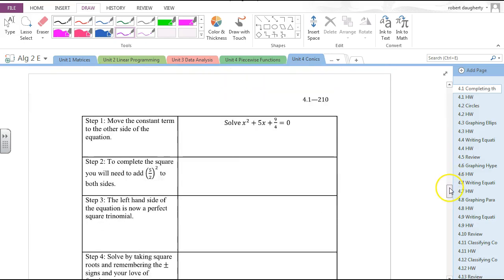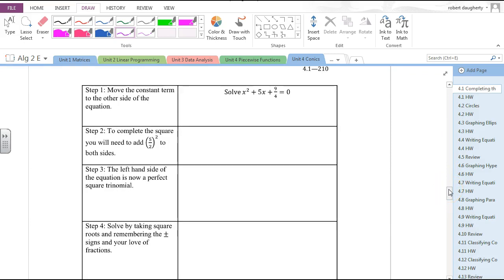So let's do a few more. I want to solve this. First step is to move the constant where? To the other side. So this is x squared plus 5x equals minus 9 over 4. Now, in order to complete the square, I need to look at that 5 and figure out what number adds to itself and gives you a 5. Come on, there is one. Yeah, it's 2.5.